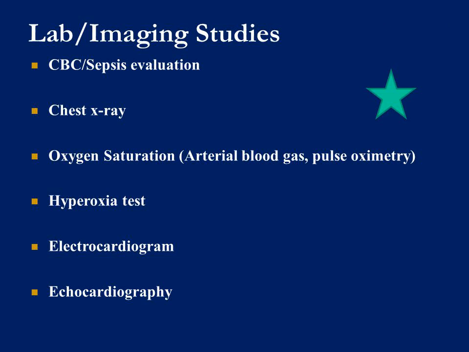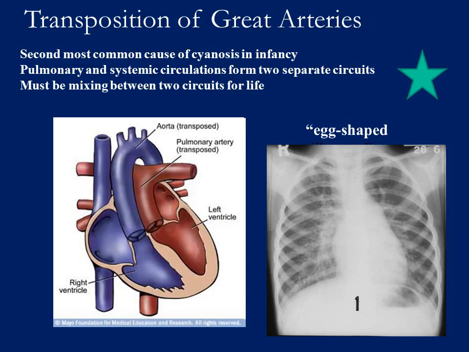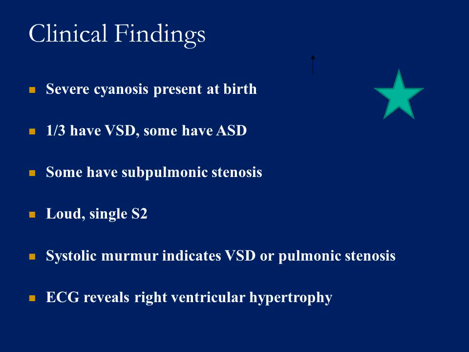48. Transposition of the great arteries. Second most common cause of cyanosis in infancy. Pulmonary and systemic circulations form two separate circuits. There must be mixing between the two circuits for life. Egg-shaped silhouette.